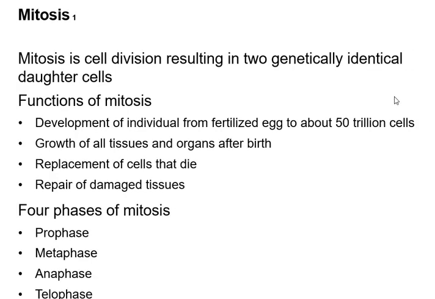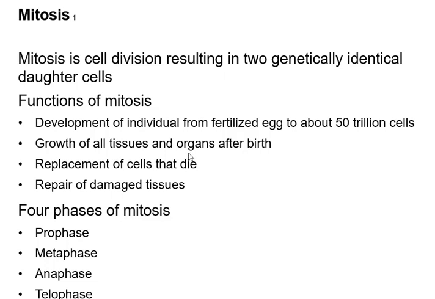The end result of mitosis is 2 identical cells, each having 46 chromosomes. Why would you do mitosis? Well, you started out as a sperm and an egg, so you were 1 cell big. And now you're about 50 trillion cells, give or take a few trillion.